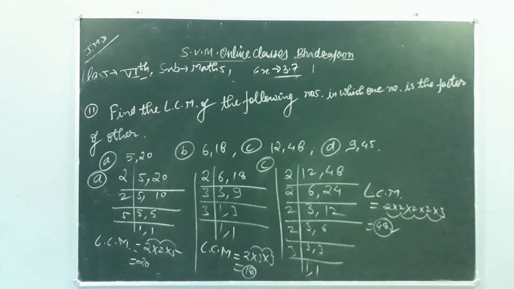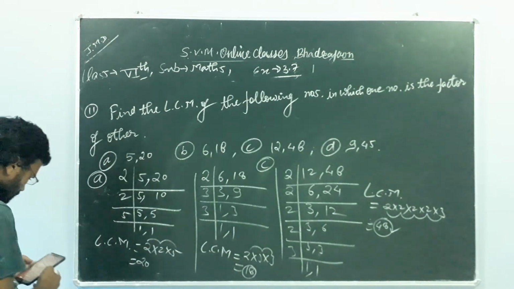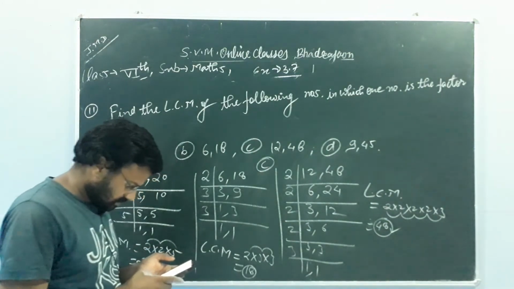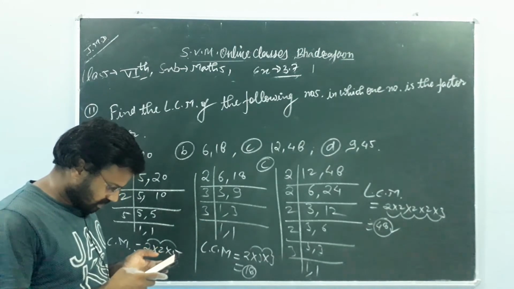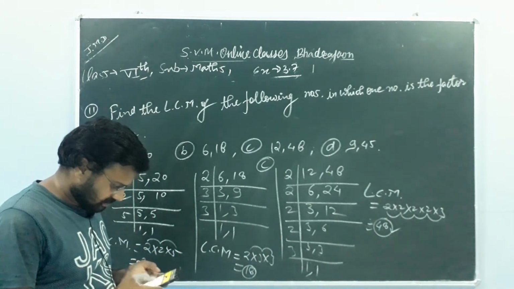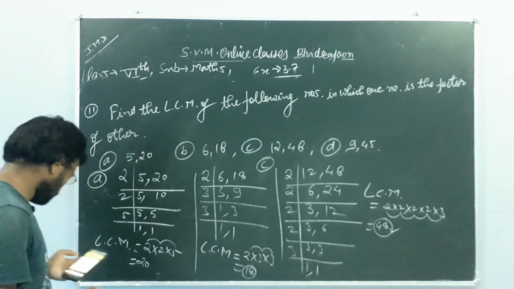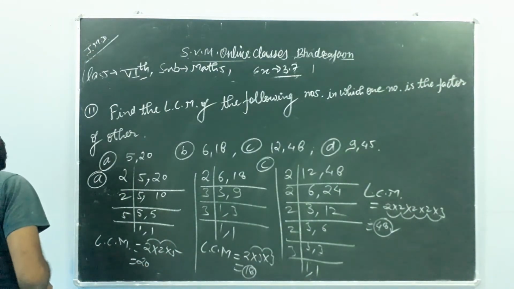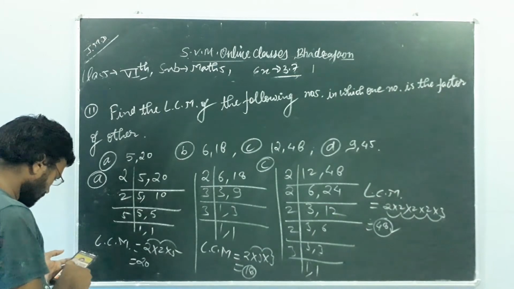Okay, now I am going to just repeat this. After that I will go further. I hope you all understood. No problem will be there up to this part. And this is our last question of the exercise. After that we will start our next chapter, which is chapter number 4, some basic geometrical ideas.